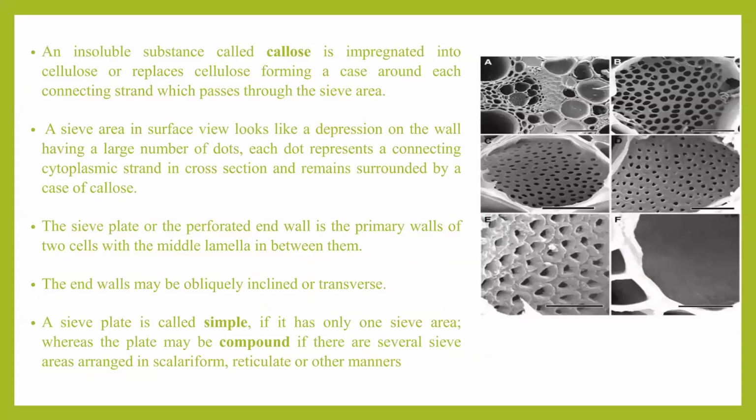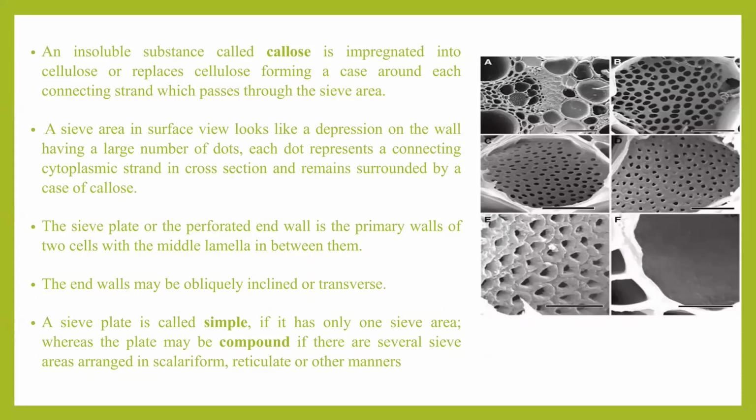So an insoluble substance called callose, which is impregnated into the cellulose or replaces the cellulose, forms a case around each connecting strand which passes through the sieve area. Sometimes the formation of callose will take place here, and due to the formation of this callose, it will not allow translocation.